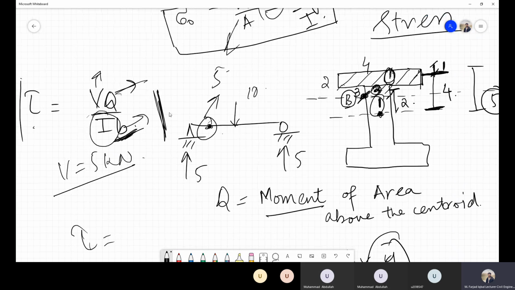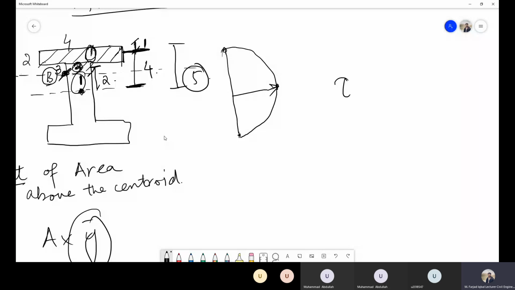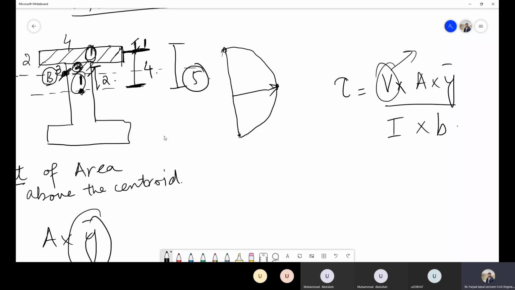Just look at this formula and try to figure out why it is maximum at center. What factor will change with respect to cross section? If I write the formula like this one, tau is equal to V cross A cross Y divided by I into B. So this shear force will remain the same whether I am calculating the stress at this point or at this point. This I will remain the same. This B will change obviously, but the major change is this area.